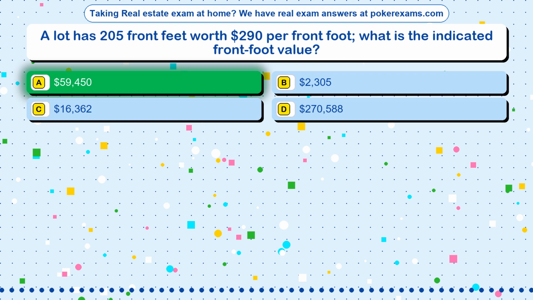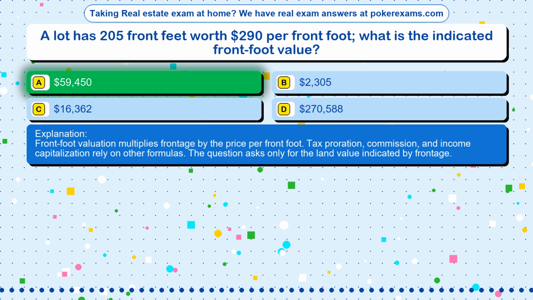The correct answer is option A, $59,450. Front foot valuation multiplies frontage by the price per front foot. Tax proration, commission, and income capitalization rely on other formulas. The question asks only for the land value indicated by frontage.